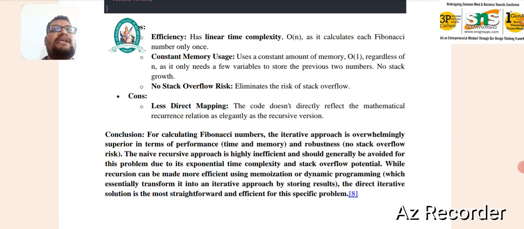In this flow, efficiency has a linear time complexity, that is order of n, but in the recursive function we have order of 2 to the n time complexity. So it calculates each Fibonacci number only once. And constant memory: it uses a constant amount of memory, order of 1 regardless of n, as it only needs a few variables to store the previous two numbers, and there is no stack growth. No stack overflow risk is involved, eliminating the risk of stack overflow. So this is how we calculate through iterative methods.